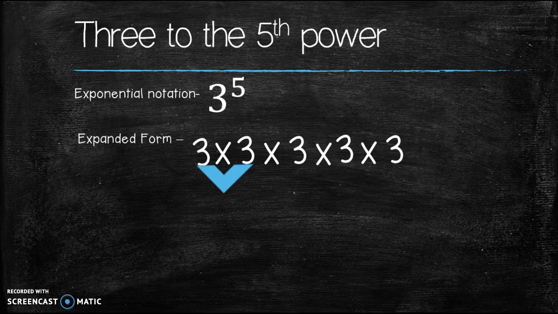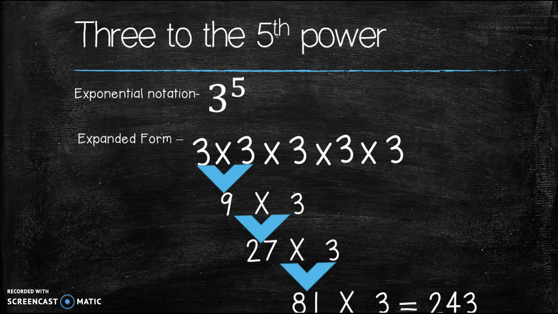So now we have to do a little math in order to find the standard form, okay? So we need to know, what is 3 times 3? Well, that's 9, and then I'm going to bring down times 3, because we have another times 3. 9 times 3 is 27. Bring down another times 3. That gets me 81 times 3, and 81 times 3 equals 243. 243 is the standard form of 3 to the 5th power.